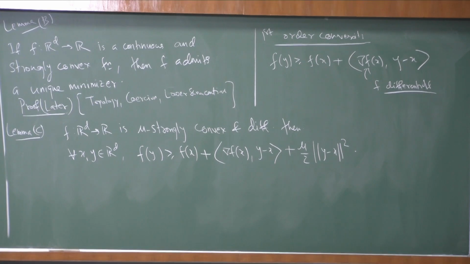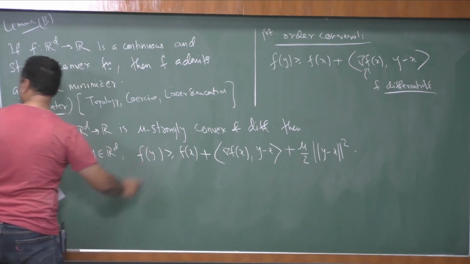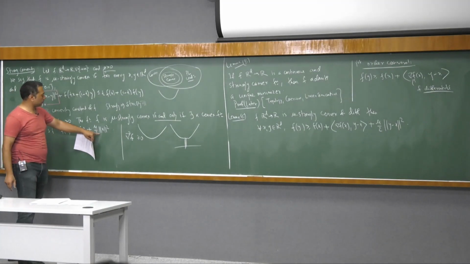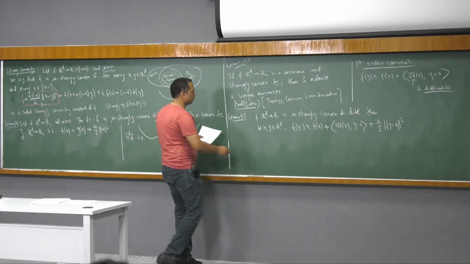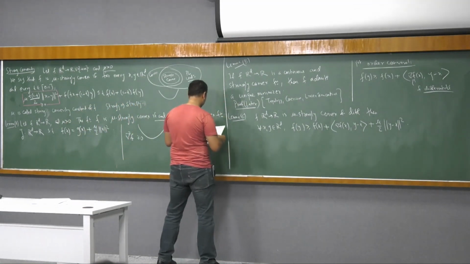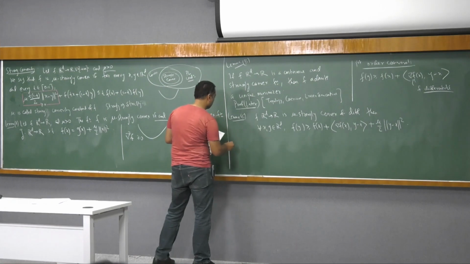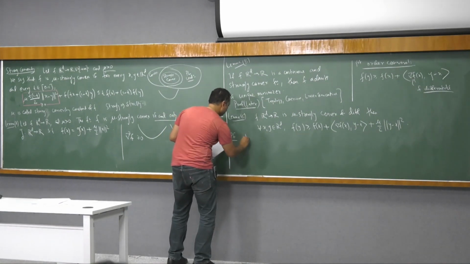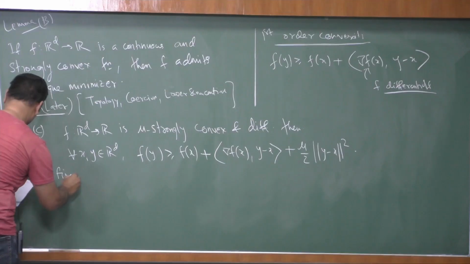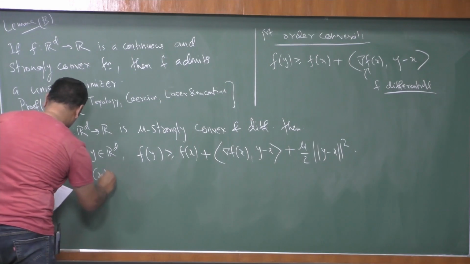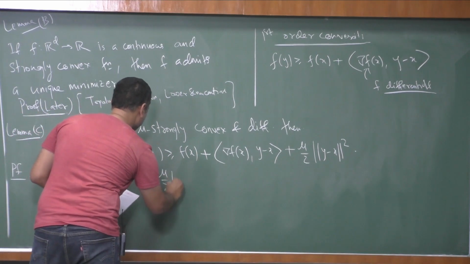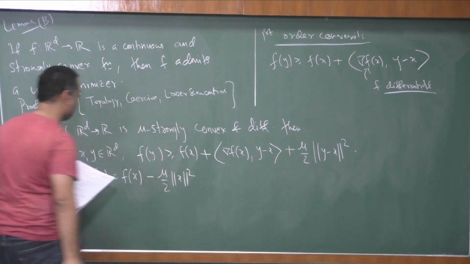So we can prove this result. Since f is mu strongly convex, there exists a g for which f(x) is g(x) plus mu by 2 norm x squared, right? So we are going to use that and do a little bit of manipulation. Okay. So define g(x) to be f(x) minus mu by 2 norm x squared.